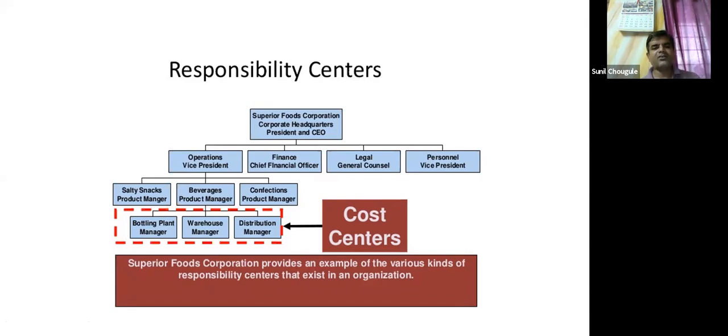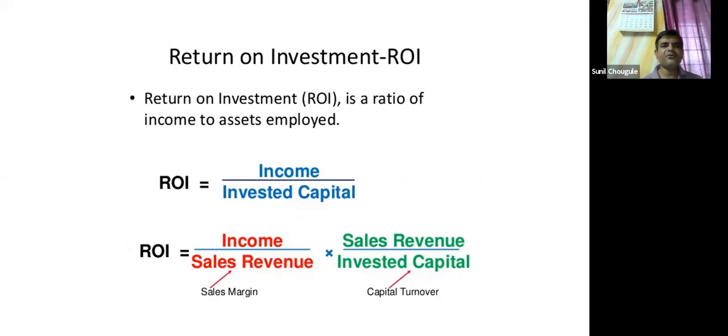So these all are cost centers. Now, a very important concept, that is return on investment. If you have studied commerce for your graduation, you must know this particular term. As no numerical is expected, I will go through only the theoretical concept. How is return on investment calculated? ROI is equal to income divided by invested capital.